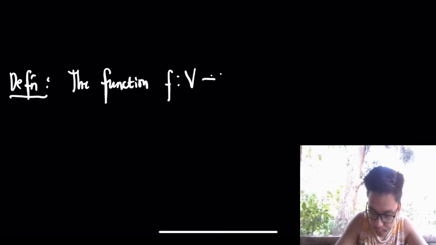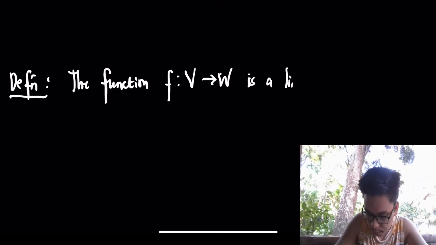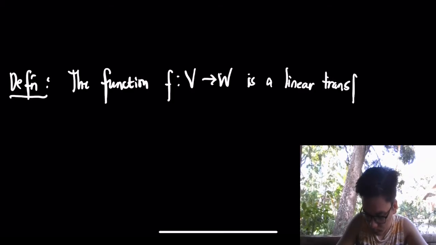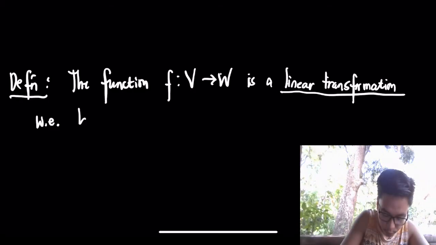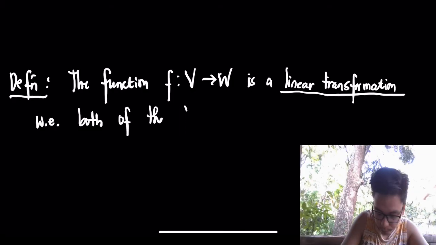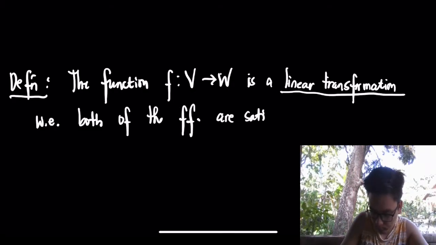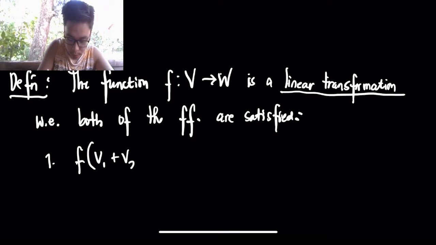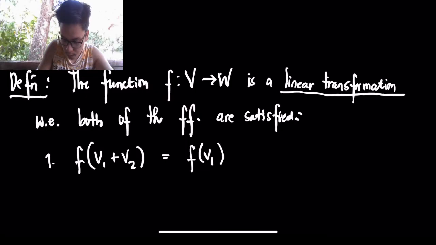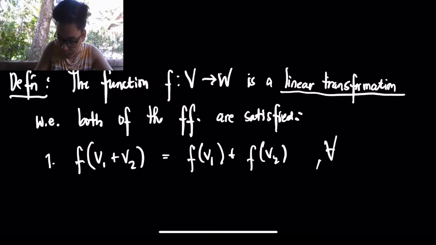Okay, so let's start with a formal definition here. The function f from V to W is a linear transformation whenever both of the following properties are satisfied. So what are these properties? Number one, f(v1 + v2) = f(v1) + f(v2), and this will hold for all v1 and v2 in V.